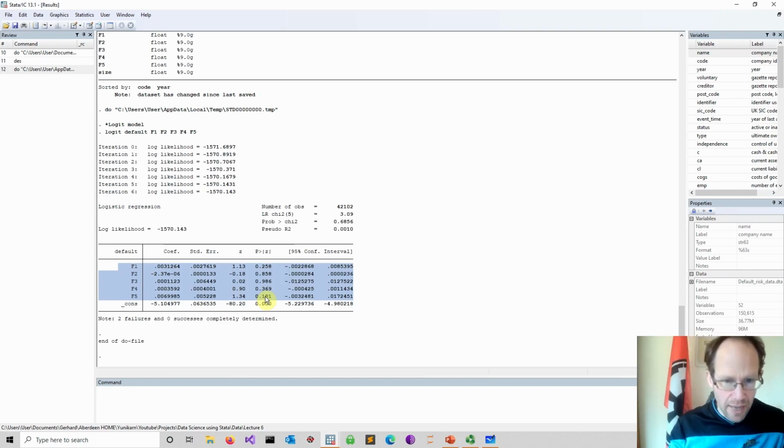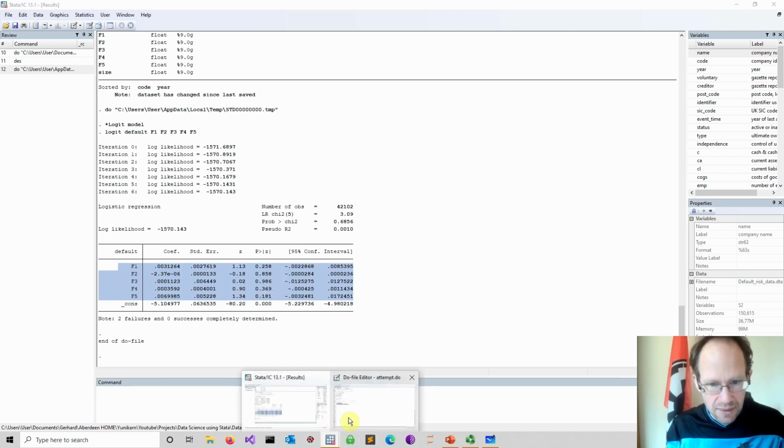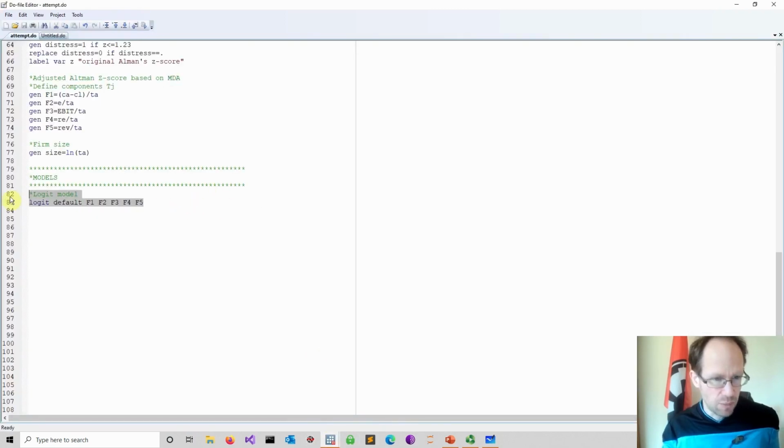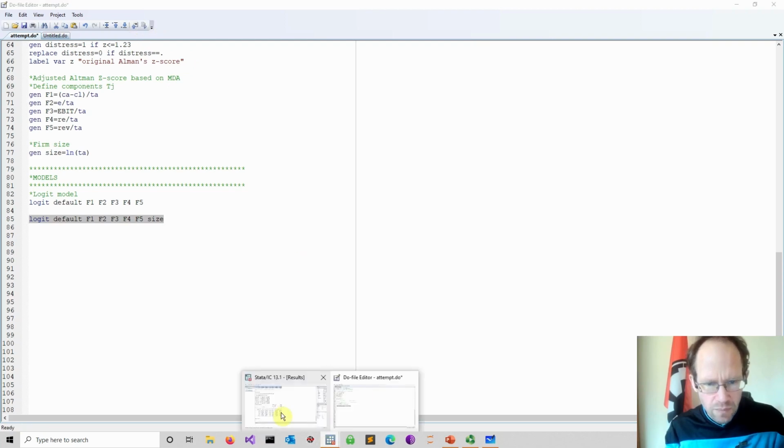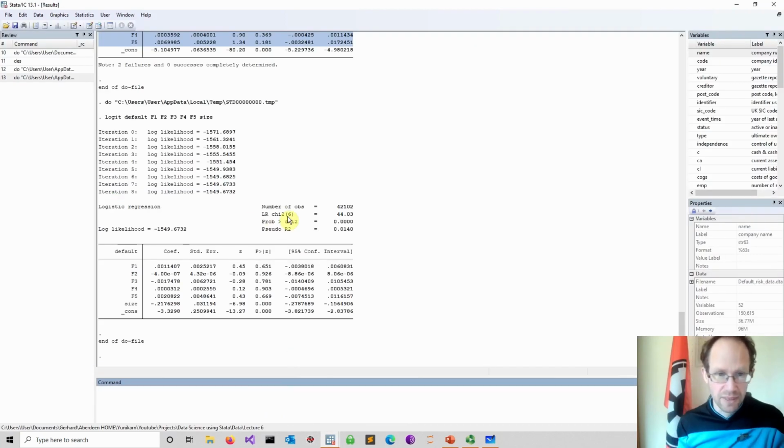Now, what I add to this model next is firm size, because firm size tends to be quite a good predictor of default. And we define firm size above as the ln of total assets. We have done this before. So let me just run this model. And you see now that the game has changed quite a bit. Again, it converges very quickly after only 8 iterations.